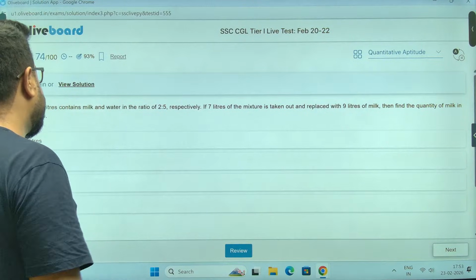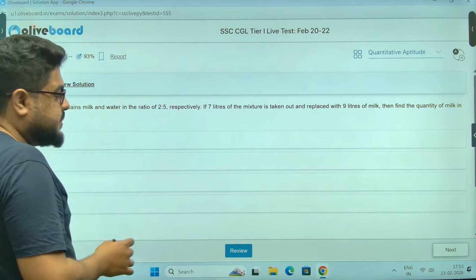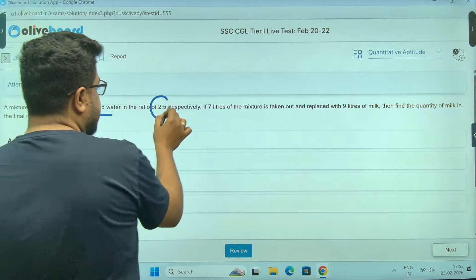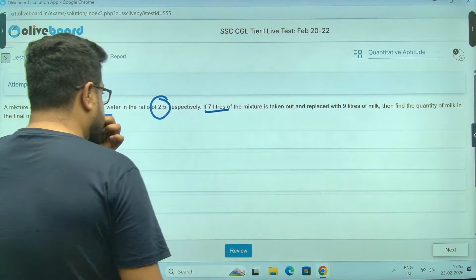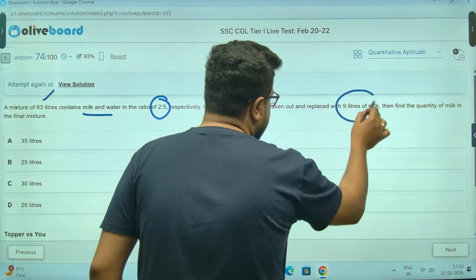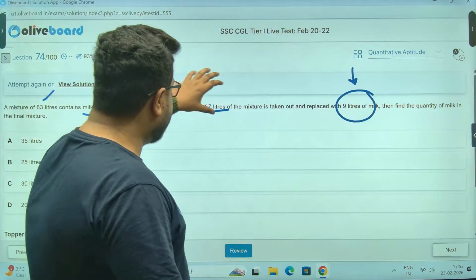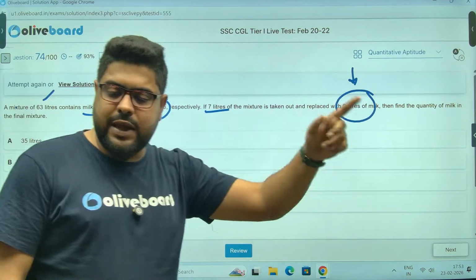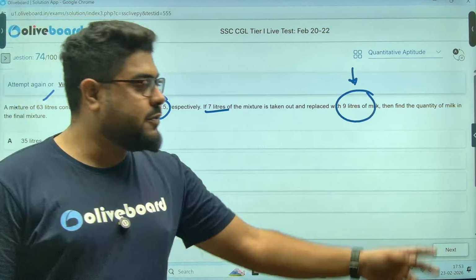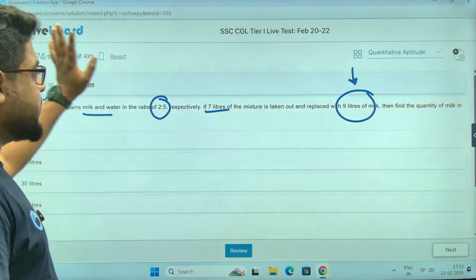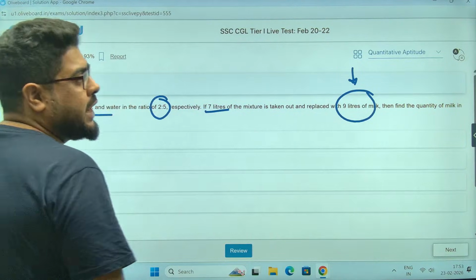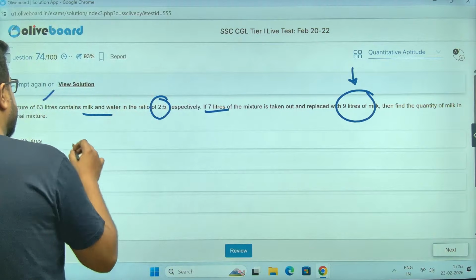Acha. A mixture of 63 liters contains milk and water in this ratio. 7 liters of the mixture is taken out and replaced with 9 liters of milk. You see the problem. So not a pure replacement. 7 liters I'm taking out, but again I'm pouring in 2 liters more. So the constant volume concept will not work here. But again, I don't need that. Well, let's make it work.